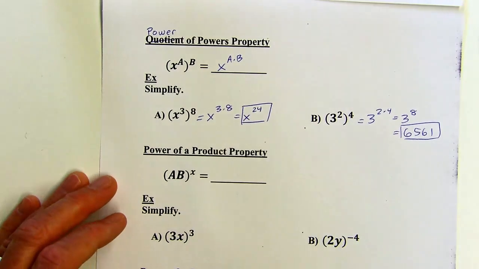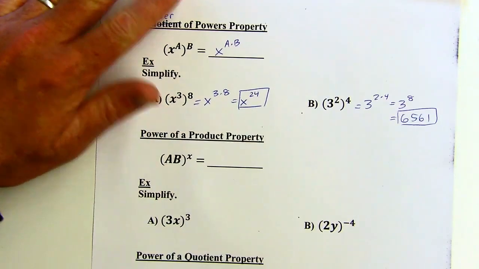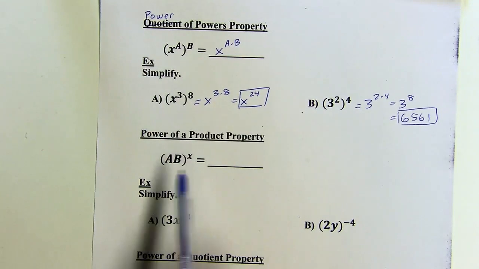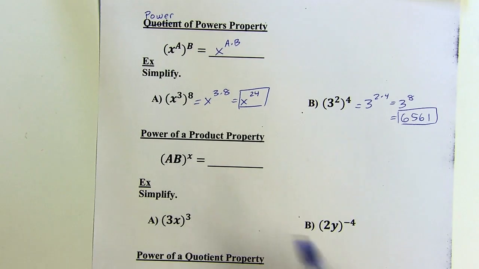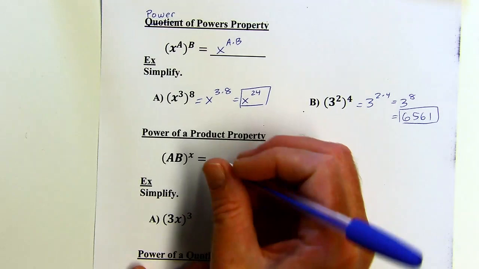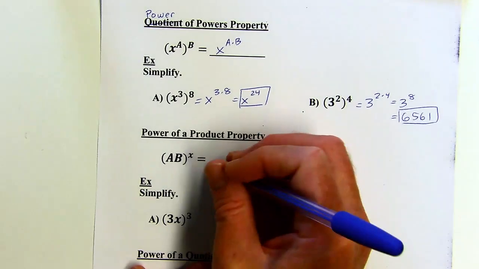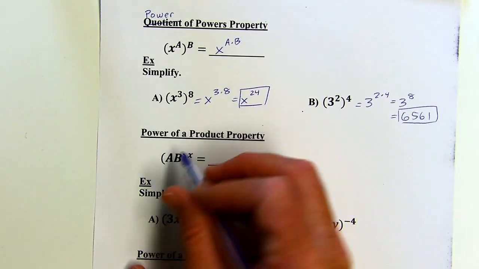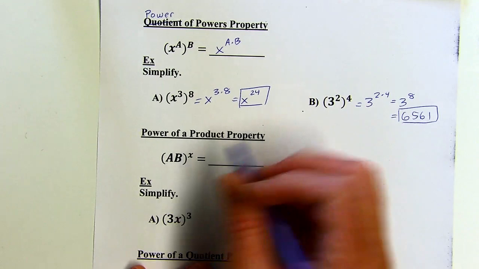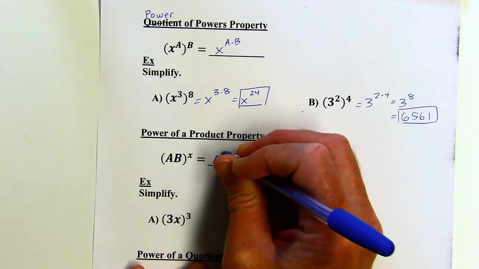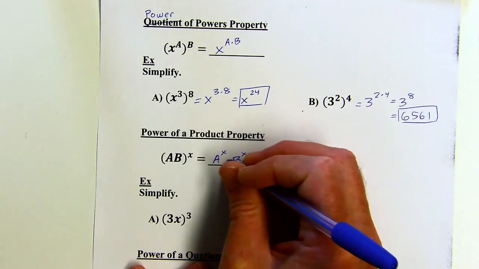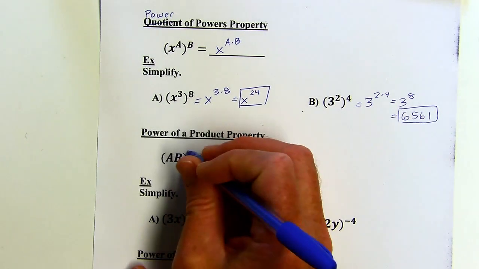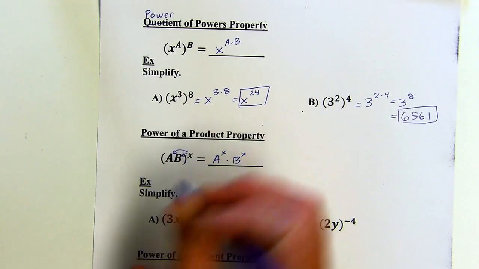Okay. All right, next up, we've got the power of a product property. So we've got a and b multiplied together, and then it's raised to the x. This is going to be the quantity ab to the x power. What's going to end up happening is we're going to have a to the x times b to the x. So you can kind of think about distributing that exponent if you want to.